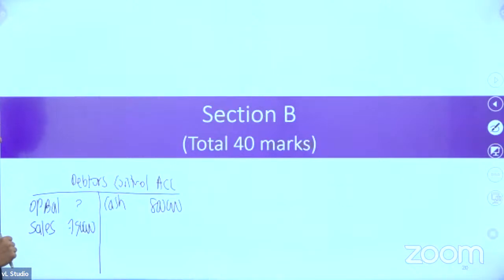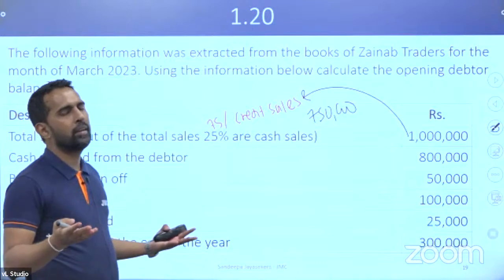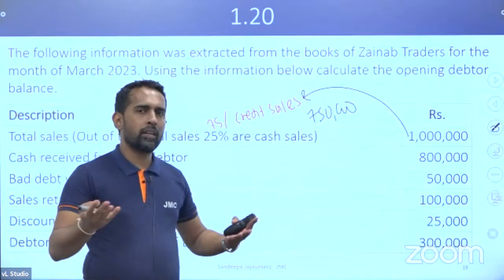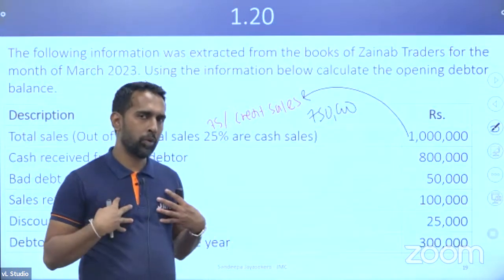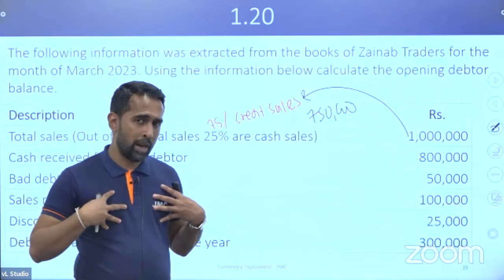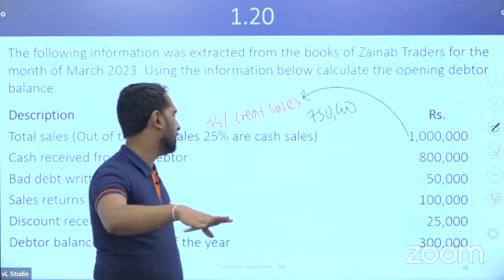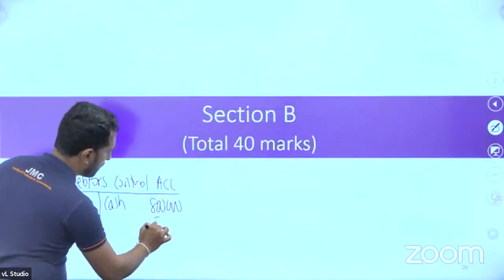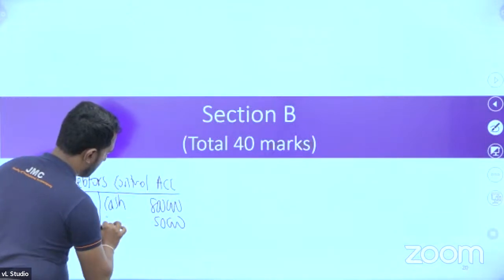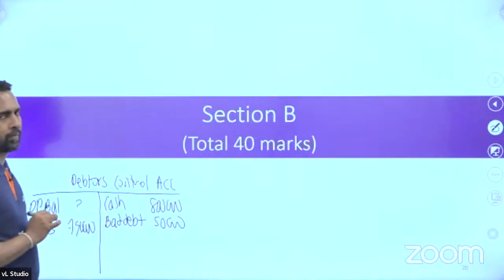Bad debt written off. When the debtor has gone bankrupt, you need to take the loss. You are going to reduce the debtor balance. Debited to bad debt expense, your loss, and the debtor balance will come down, credited to debtor as bad debt.